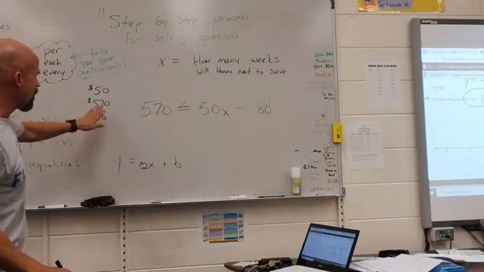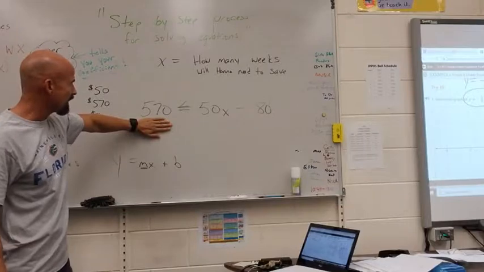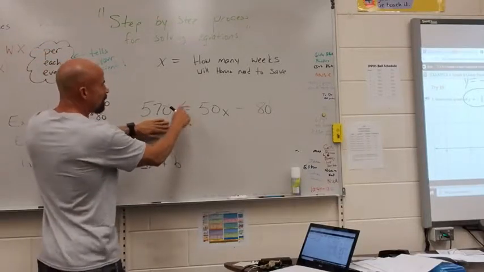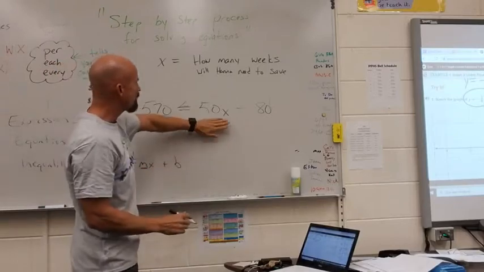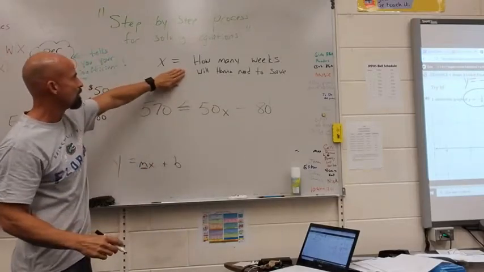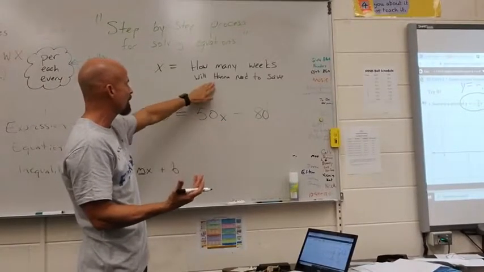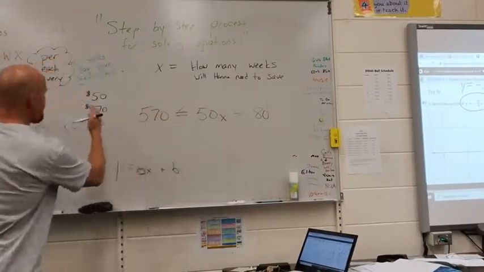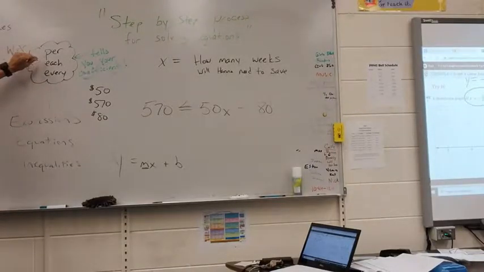So we talked about all the different numbers. We know the price of the camera was $570, and she has to have more than or equal to that number. The variable is whatever question we're answering, which is how many weeks. In our problem, does it say each or per? It says $50 each week.